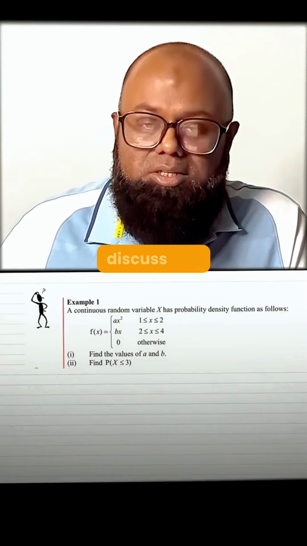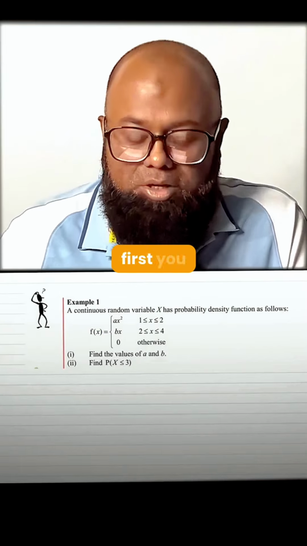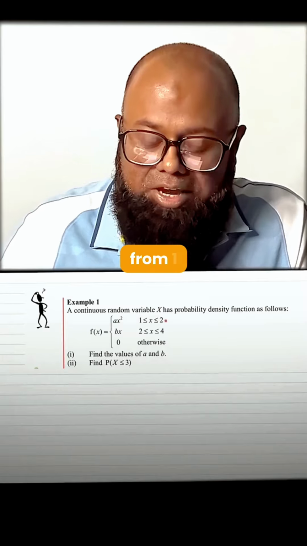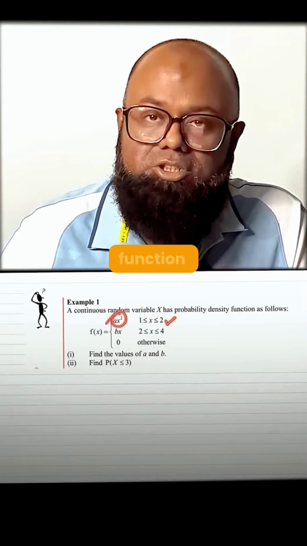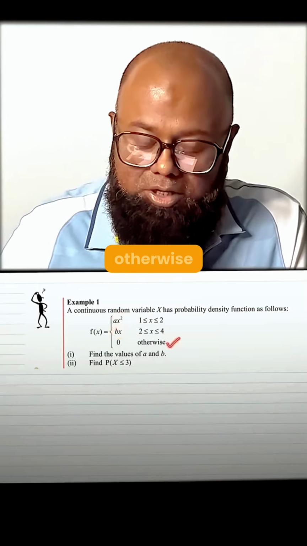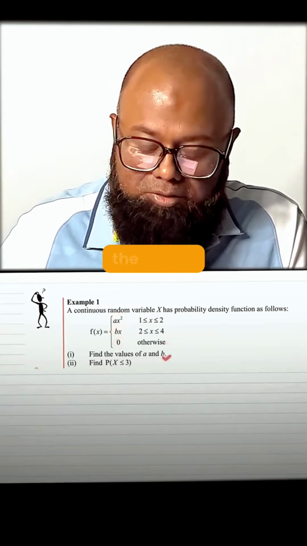Now I will discuss this example first. You can see that this is a piecewise function. If x varies from 1 to 2, it will follow this function. If it varies from 2 to 4, it will follow this function. And otherwise, the value is 0. You are asked to find the values of a and b.